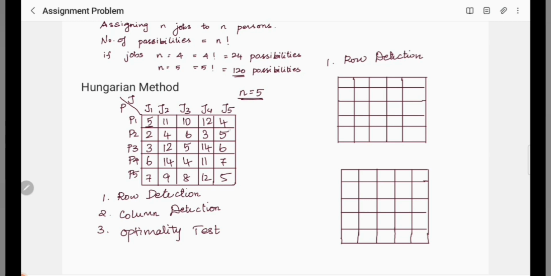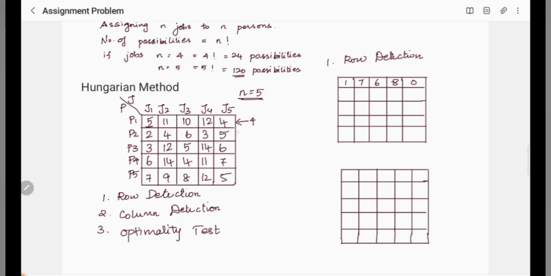In row deduction, we consider the given matrix row-wise. Consider the first row. We have to find the minimum number in that particular row. In this first row, the minimum number is 4. I take this minimum number 4 and subtract it from all the elements in that row. So 5 minus 4 is 1. Next, 11 minus 4 is 7. Next, 10 minus 4 is 6. 12 minus 4 is 8. 4 minus 4 is 0.